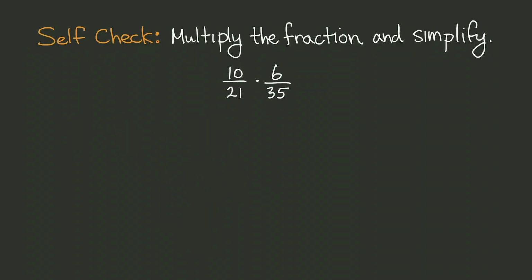Let's check our understanding. Remember to pause the video and try this one first on your own, and then come back and see how you did. So here we have 10 over 21 times 6 over 35. So my first step is going to be to multiply. And remember, we multiply straight across the top and straight across the bottom. So I have 10 times 6 divided by 21 times 35.